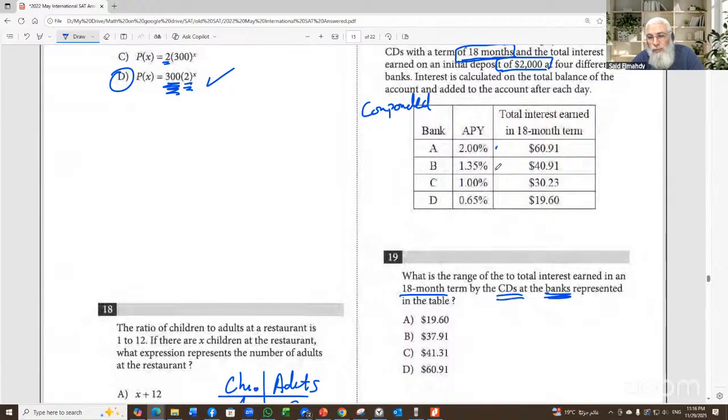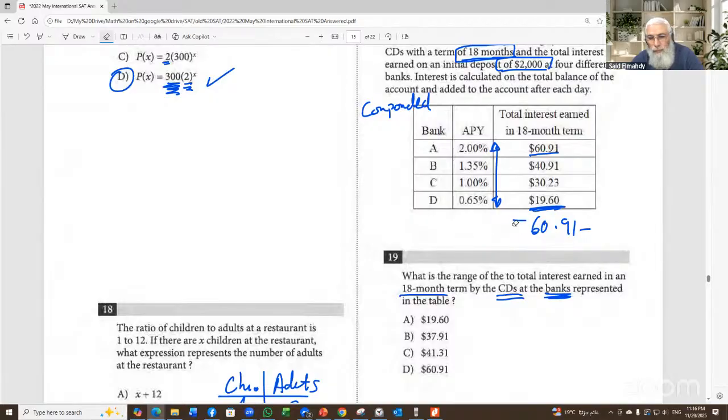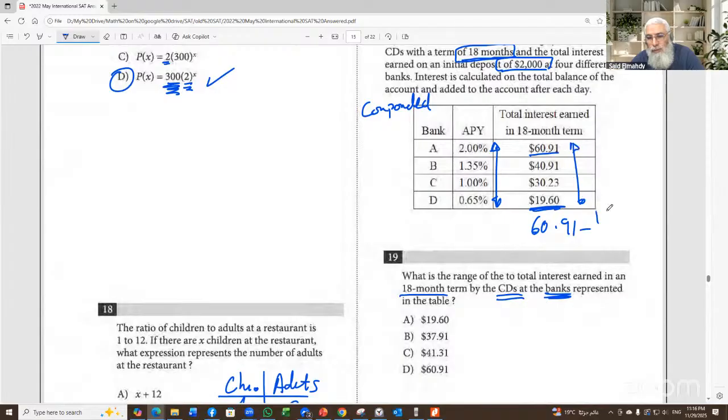So the range is the difference between greatest and least. The least here is 0.65, or here these numbers are dollars. So the difference between greatest and least, this is greatest and this is least. So 60.91 minus 19.60. 60 minus 20 is 40, approximately 40. So this should be the answer, 41 points.